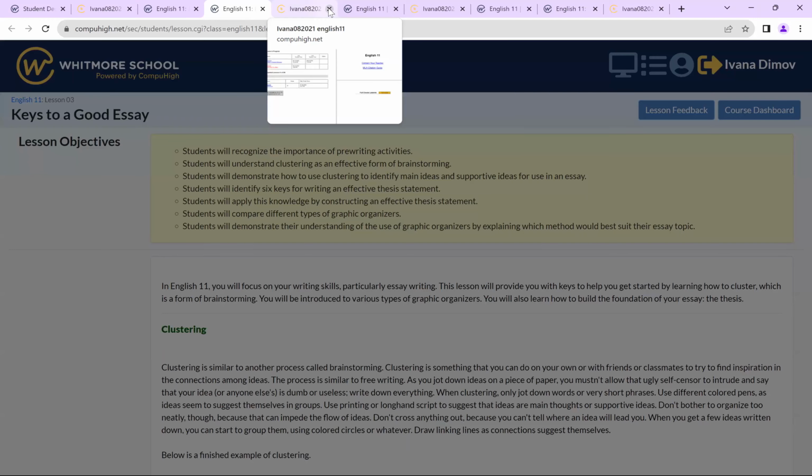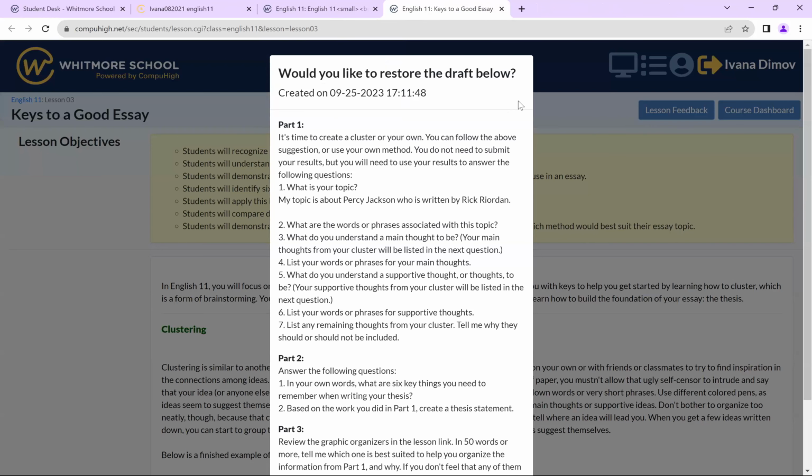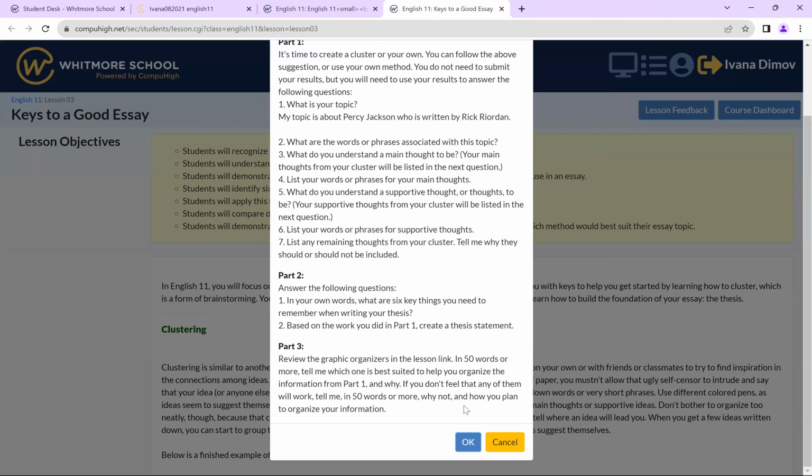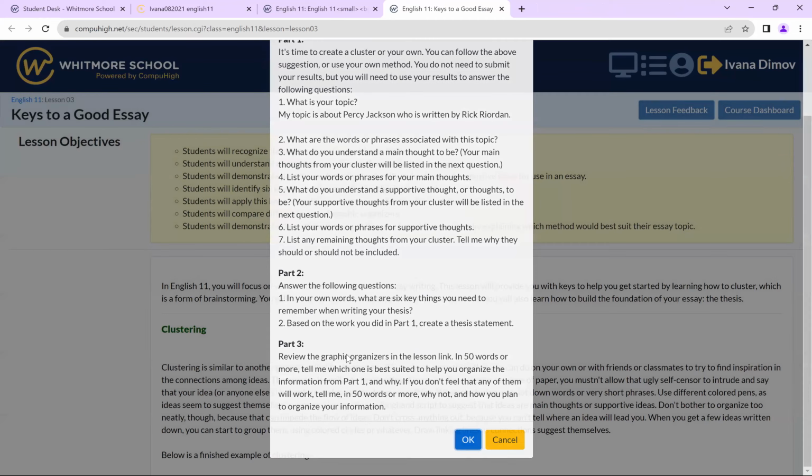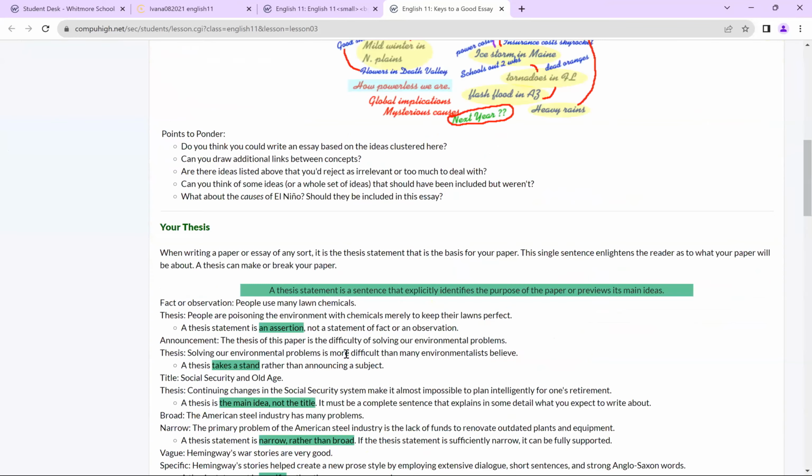All right, I'm just gonna close some of these other tabs. I don't like having all these open. Okay, so this is the assignment. Great. And this would be good for us to have anyway.